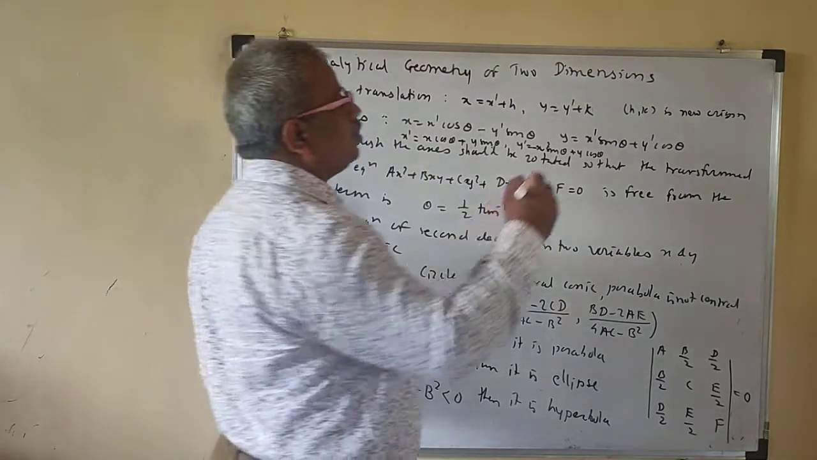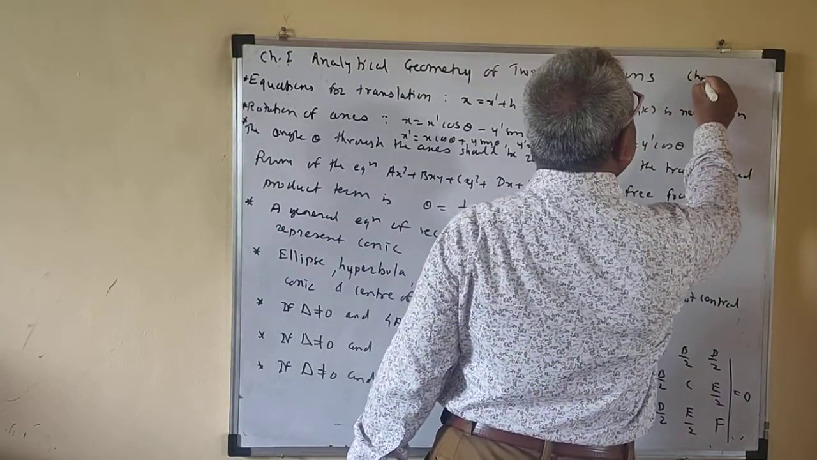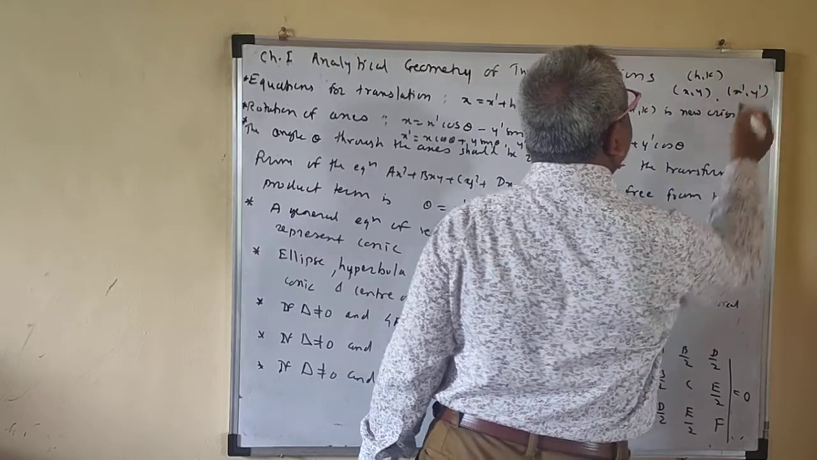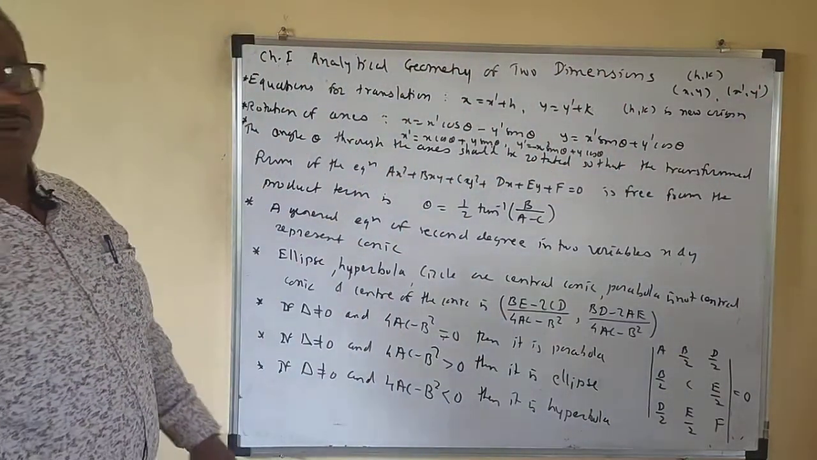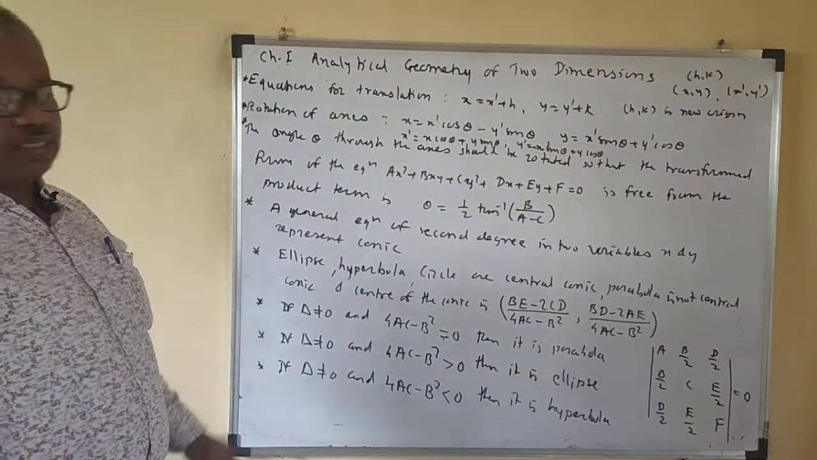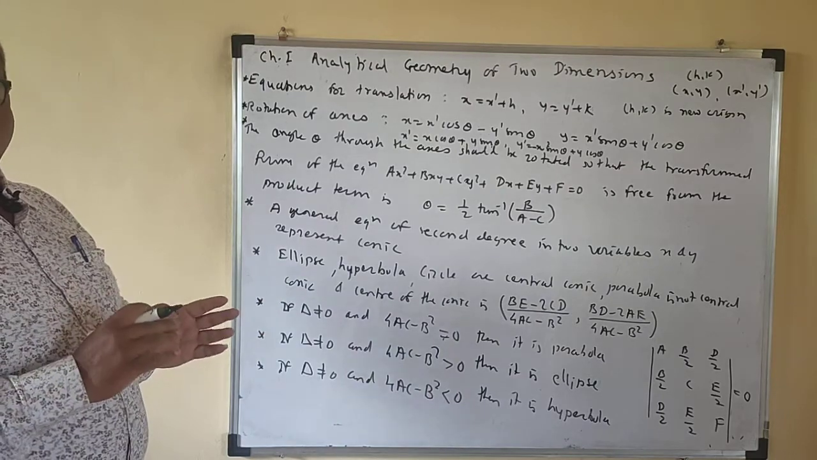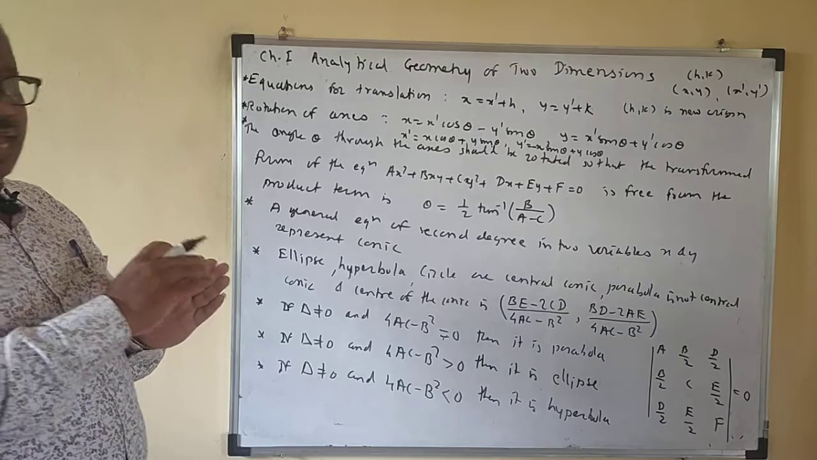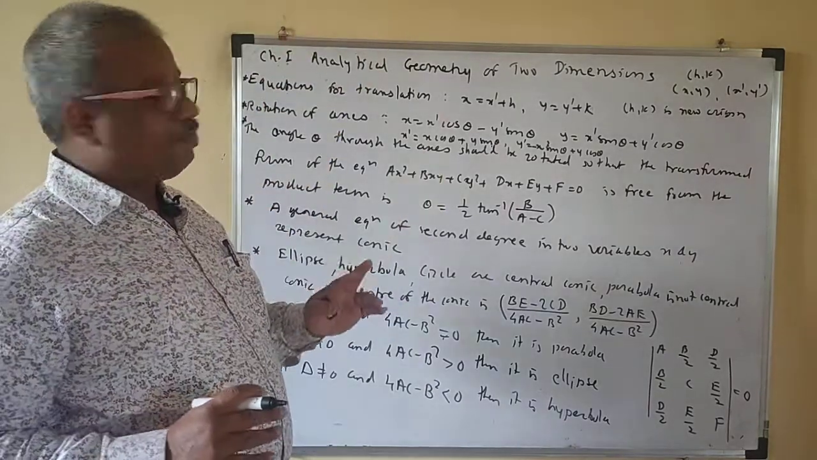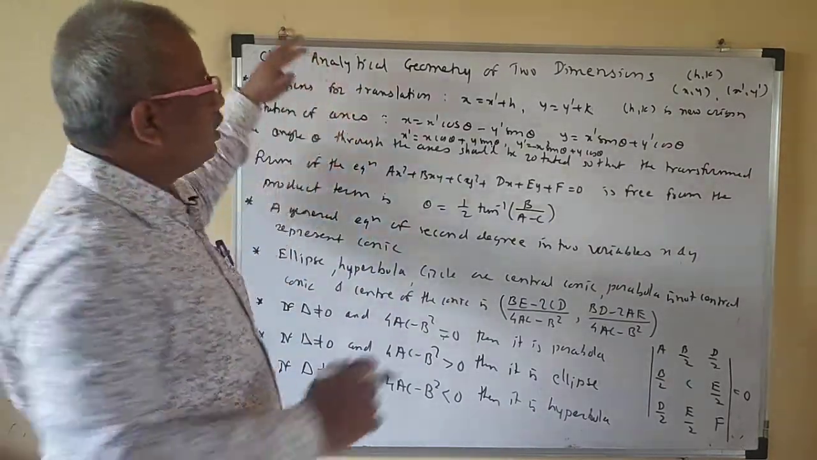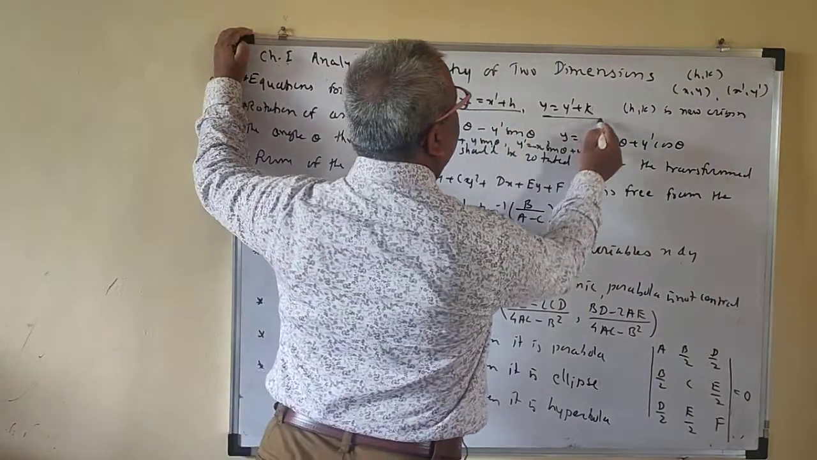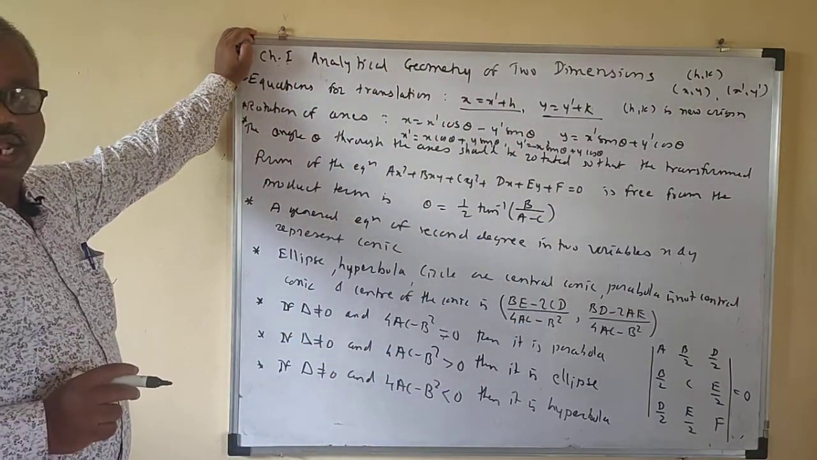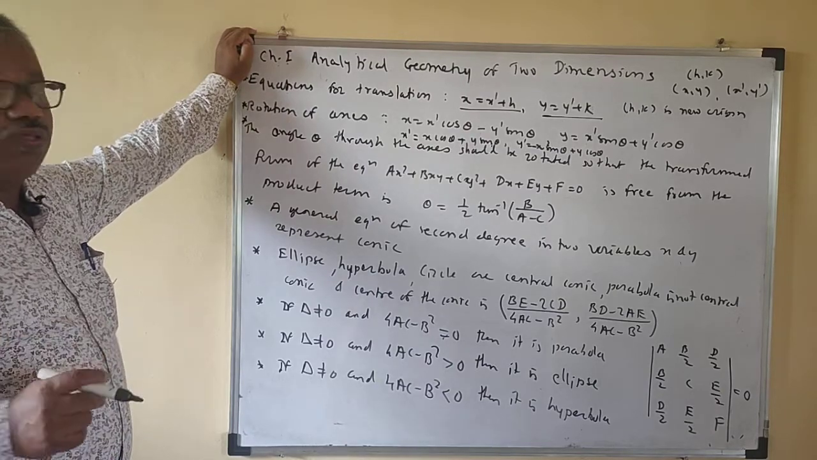If the origin is shifted to (h, k), and these are the old coordinates and these are the new coordinates, x prime, y prime are the new coordinates, x, y are the old coordinates, and the origin O(0,0) is shifted to the point (h, k), then your original x, y is transformed to x prime, y prime. That is called the equation of the translation. This is a relation between the old coordinates and new coordinates.